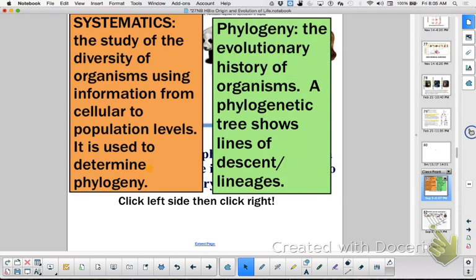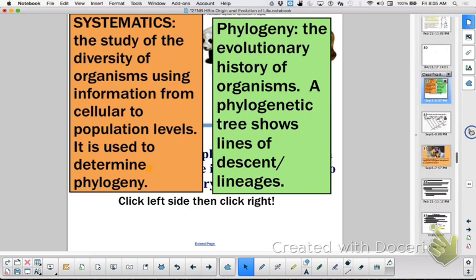And now, Slate, Blue, tell them the definition of phylogeny. Short-term memory loss. Go ahead. Evolution is like evolutionary history of where it evolved from, how it evolved.